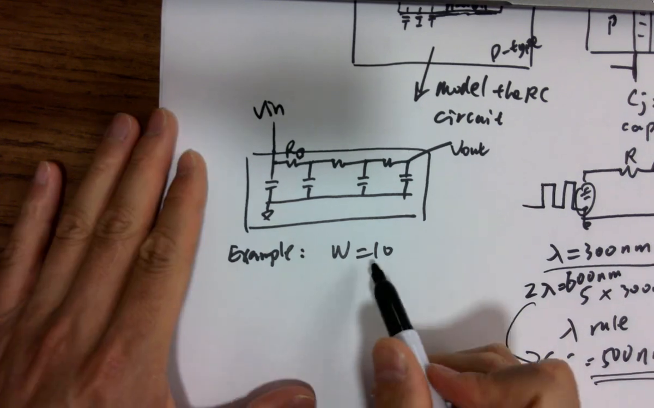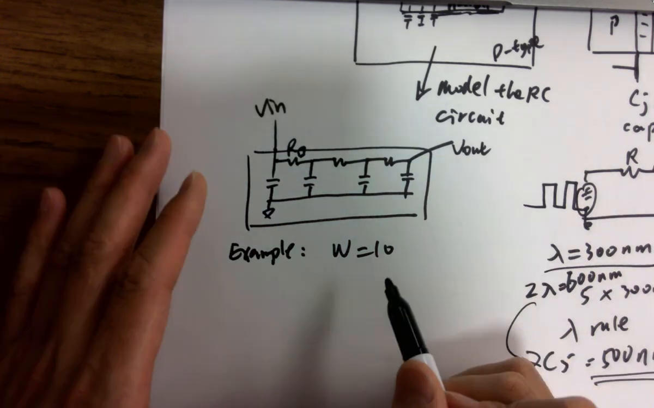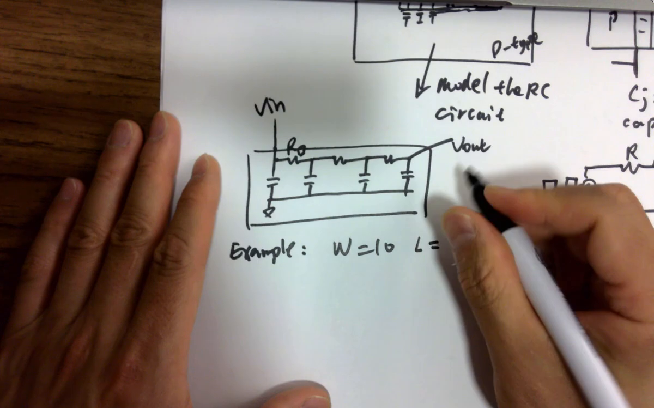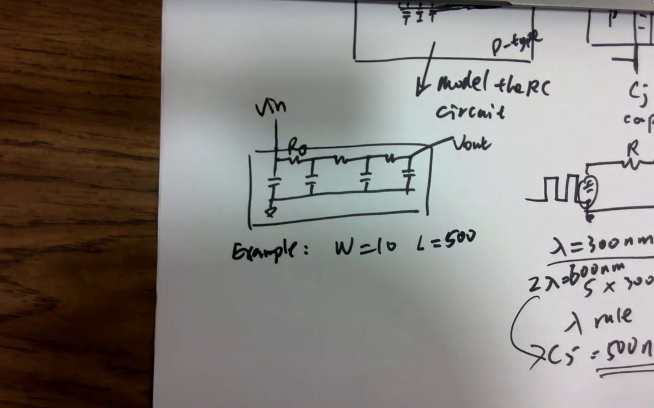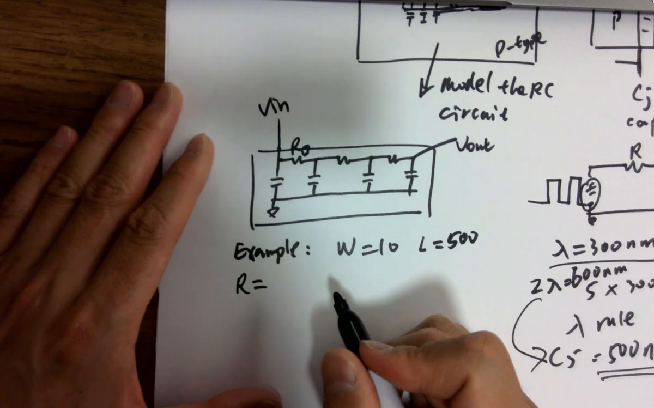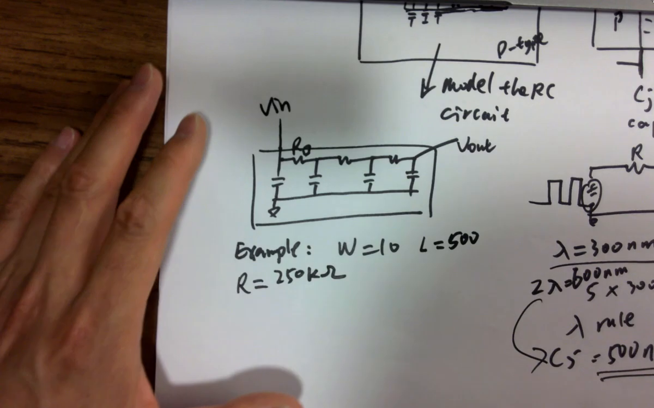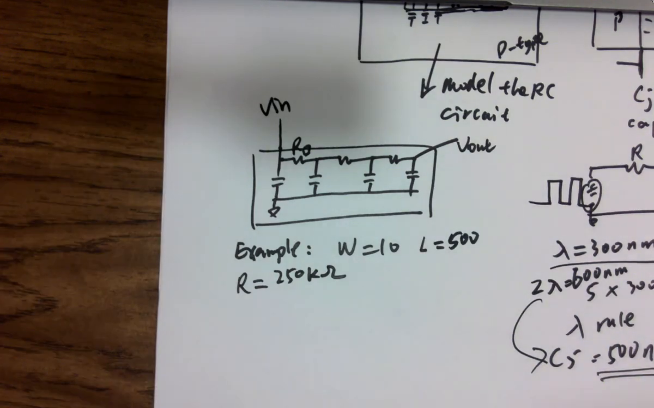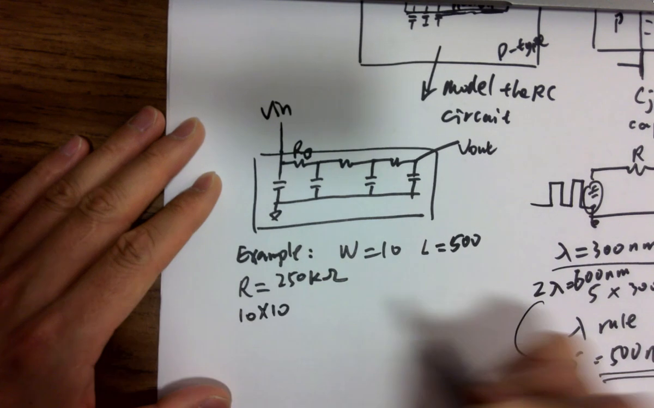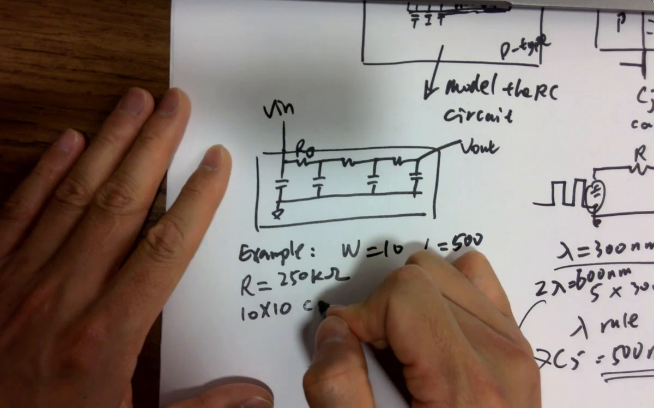So this one doesn't have a unit. It's actually 10 lambda, for example. Right? It's 10, and L, the length of the N-well resistor, is 500, and the resistance of the resistor is 250k. It's right given, 250k ohms, and also it's given that 10 by 10. Again, just ignore the unit. A 10 by 10 capacitor.